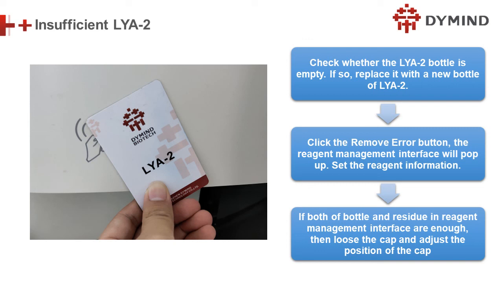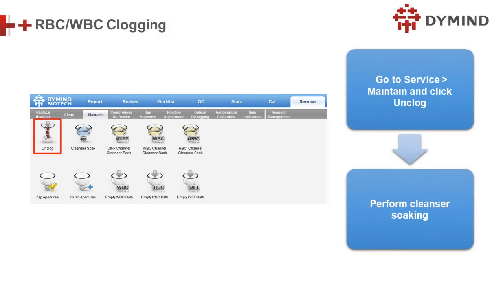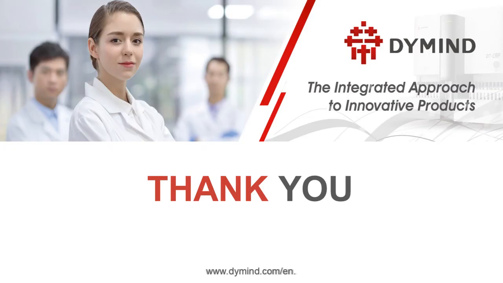Reagent, that board. Inside there is a board for detecting this liquid. RBC and WBC clotting. When this alarm comes, we can go to Service and Maintenance and click Unclogging. This is to manually perform cleaning. Or if it still doesn't work, we can do cleanser soaking or zapping. We do zapping for WBC or RBC.